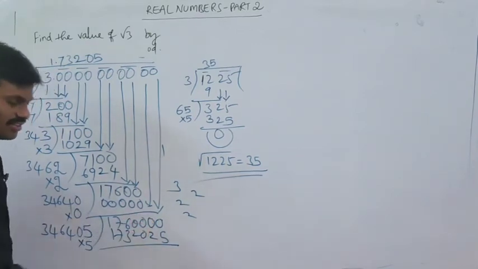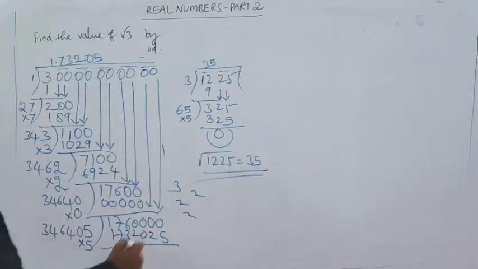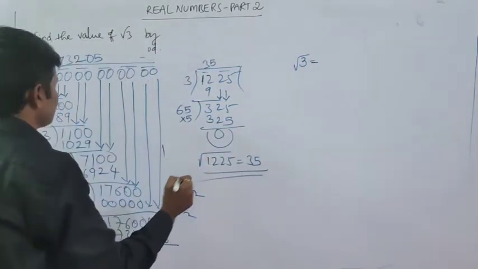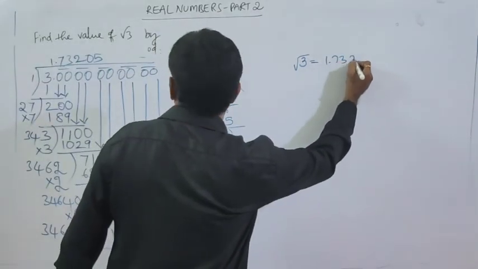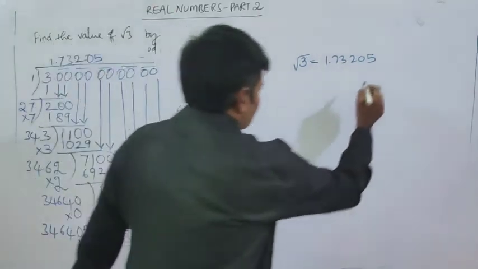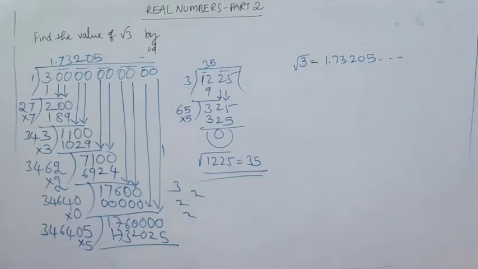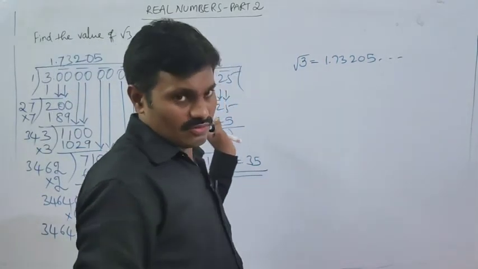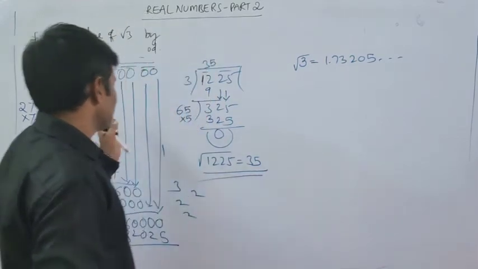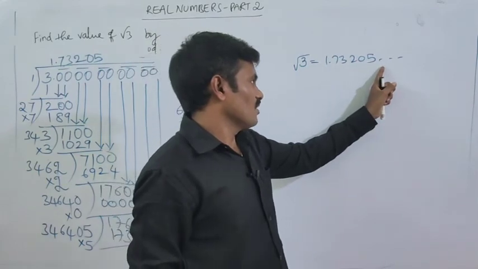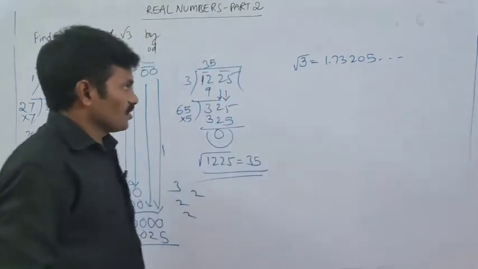You have to follow this procedure till we get remainder 0. But anyway we don't get 0 because it is not a perfect square. So the root 3 value is 1.73205 and so on. In exam also they will ask up to 4 decimal places or up to 5 decimal places. Like this, if we continue the division, the long division method of finding the square root of a perfect square, we get the value of root 3 like this, 1.73205 and so on.